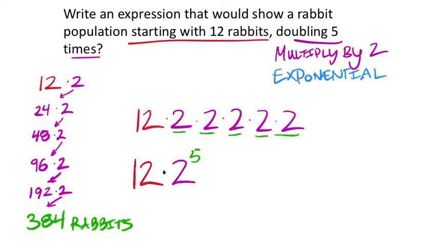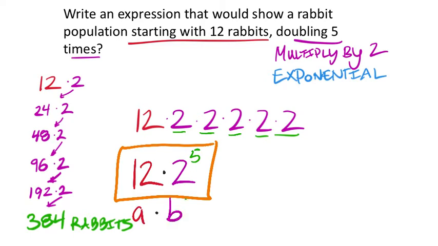So we got 2 to the power 5. Again, if you were to put this in the calculator, you would get, again, 384 rabbits. But that's the expression that they're looking for on this one. But again, this takes on that format of a times base b, and that's why we're using b there, to the power of x.